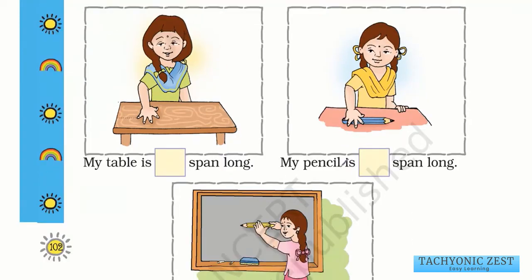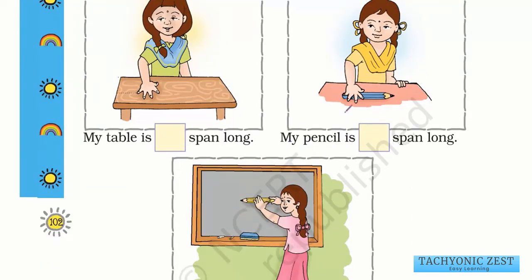Okay, so again this girl is also trying to measure the pencil over here, and again you also please try and do the same thing. Take your pencil and start from one end of the pencil and start measuring it. See in how many spans you can measure that pencil completely, and write down that answer over here.